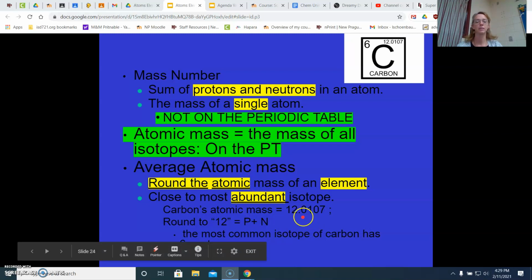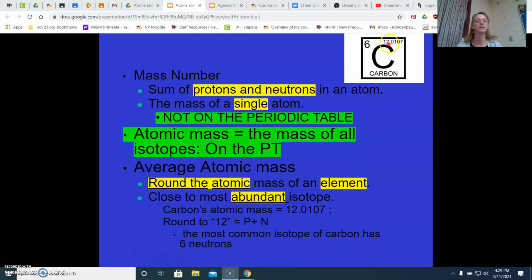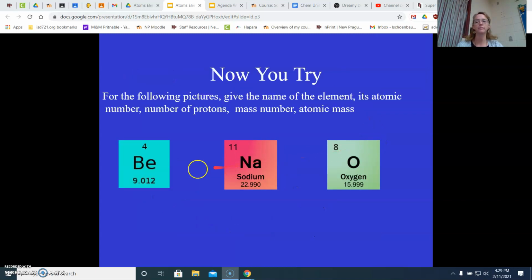So again, carbon on average weighs 12.0107. Carbon has to have 6 protons. Most carbon atoms therefore have 6 neutrons because 6 plus 6 would equal this number rounded, which is 12. All right, so you try it. Find the number of protons, atomic number, atomic mass, all that stuff. So you should pause the video and do this, and then check your sheet.